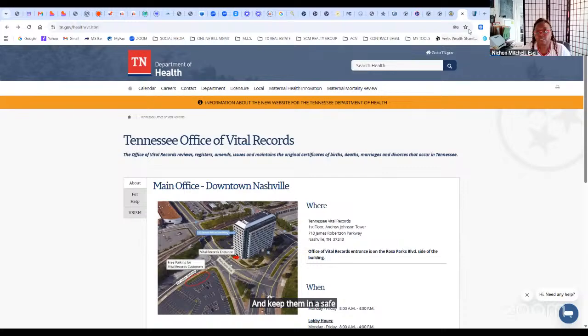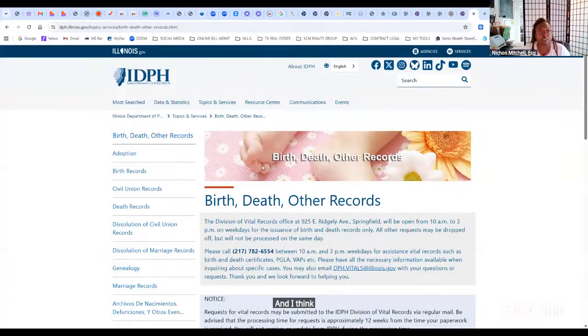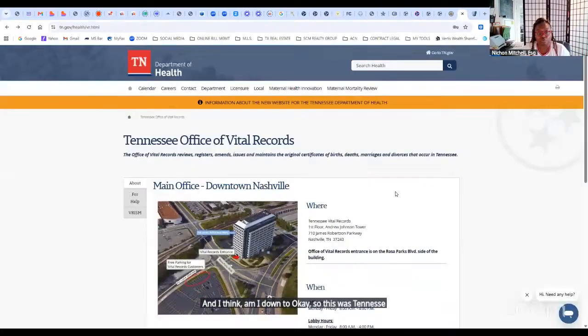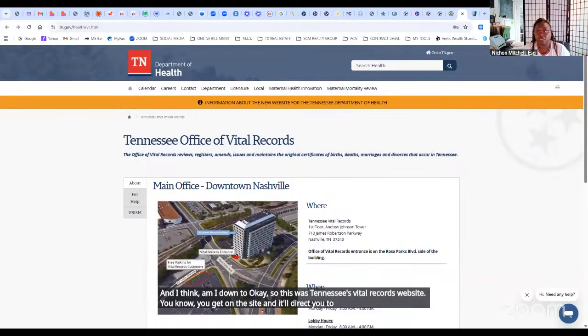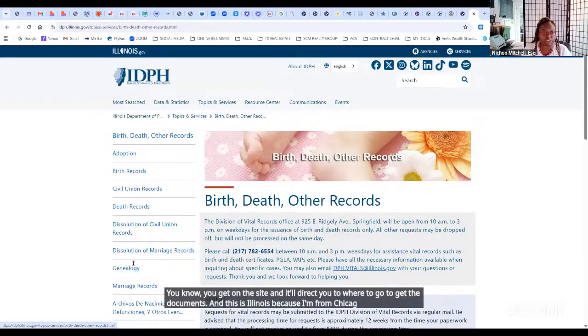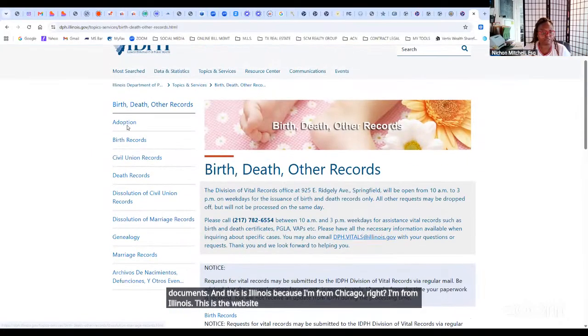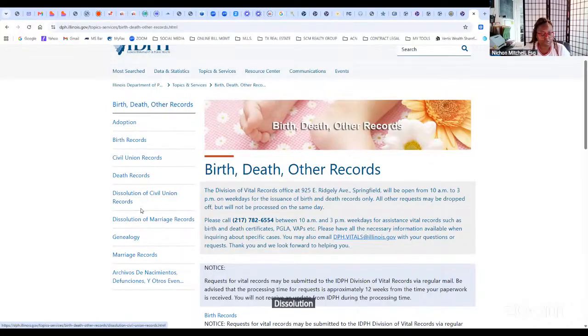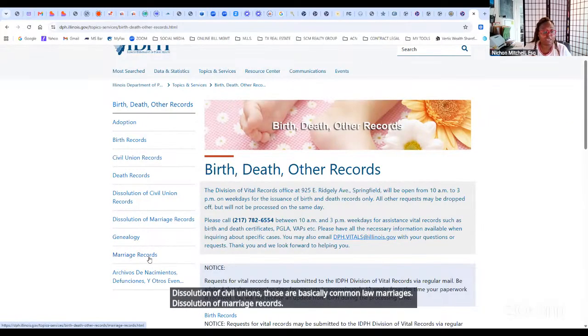So this was Tennessee's Vital Records website. You get on the site and it'll direct you to where to go to get the documents. And this is Illinois, because I'm from Chicago, right? I'm from Illinois. This is the website here. They have adoption, birth, civil union, death records, dissolution of civil unions, those are basically common law marriages, dissolution of marriage records, genealogy, and things like that, right? So I'm researching my family history.